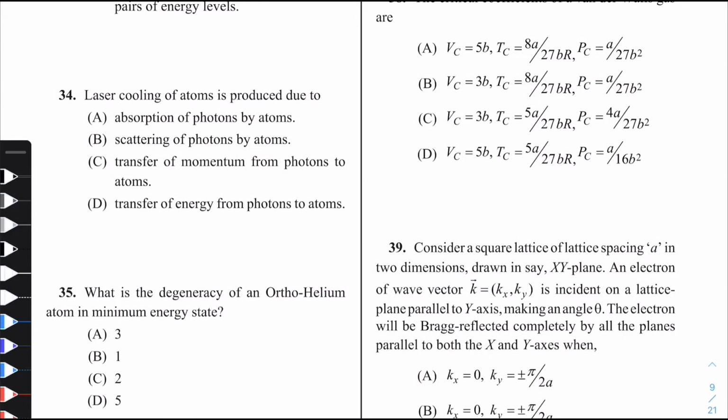Problem 34. Laser cooling of atoms is produced due to. So laser cooling is a technique that uses the photon's momenta to restrict the atom's thermal motion. So the photon is absorbed by the atom and a new photon is re-emitted. Due to this change of momentum the atom ceases to move. As a result, it cools down.